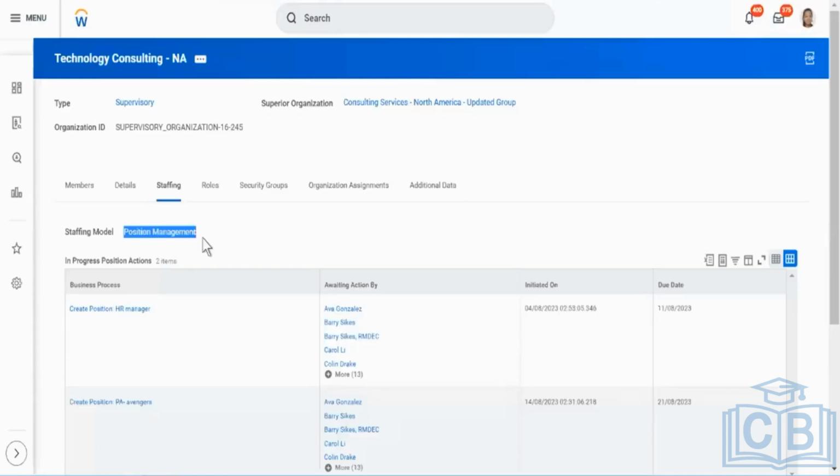Any questions here? I cannot hire anybody. Sorry. So what I said was, if this Technology Consulting supervisory organization has a staffing model that is position management based, then I cannot hire anybody without a position. I need an open position to hire somebody. If there is no open position, I cannot hire people randomly. Clear? This is very fundamental.